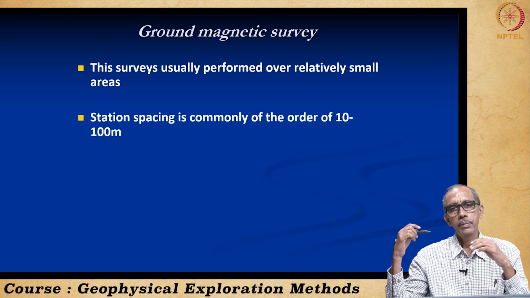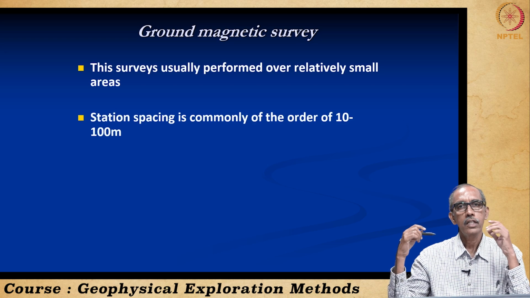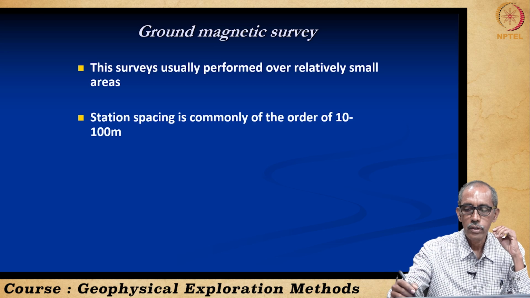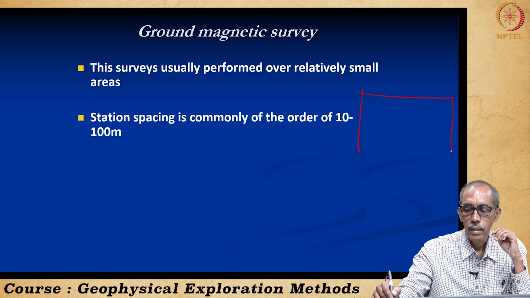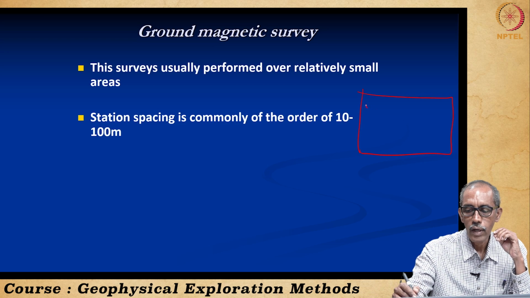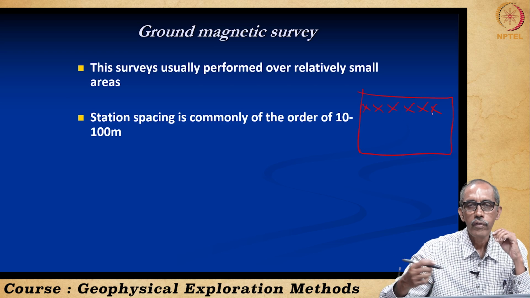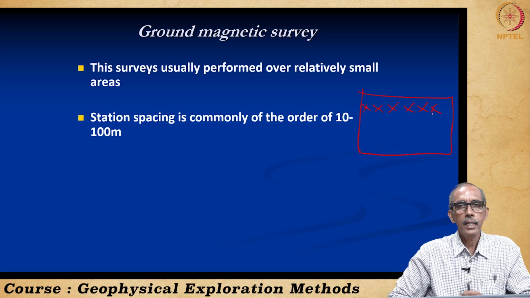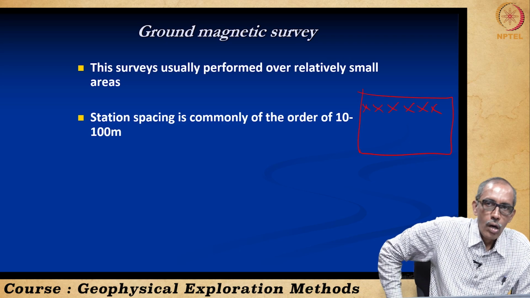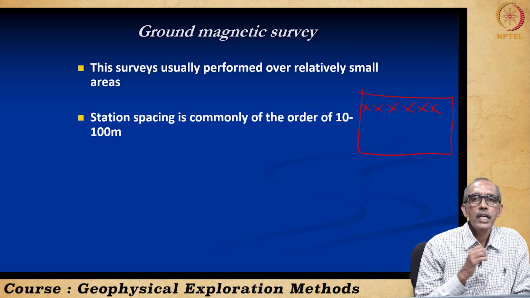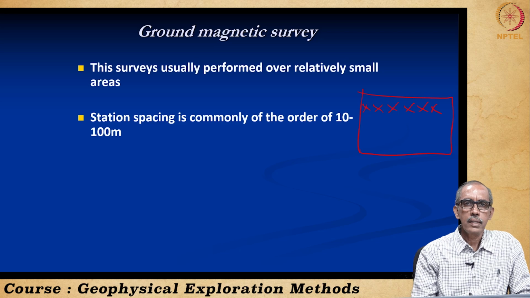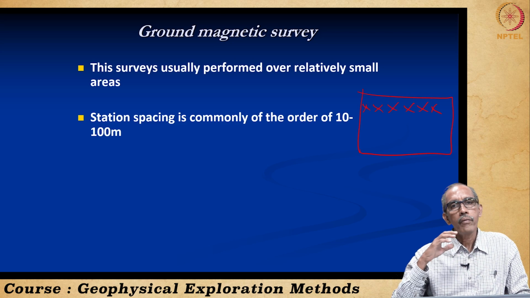Usually, the spacing between the stations is always tricky to decide. What should be the spacing between the locations where you are going to make the measurement of magnetic field strength? That depends on the objective of our survey, always, isn't it? So, what is the aim of our survey?